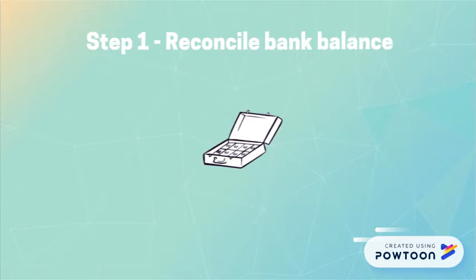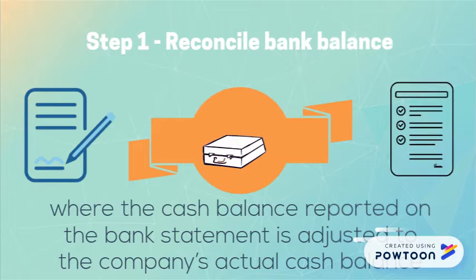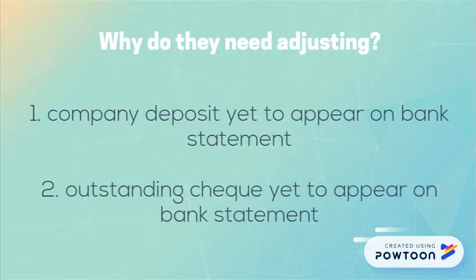Firstly, one must reconcile the bank balance. This is where the cash balance reported on the bank statement is adjusted to the company's actual cash balance. Often the two balances will differ and therefore need adjusting. Why does this occur, you ask? Because of 2 main reasons that are not reflected on the statement itself.